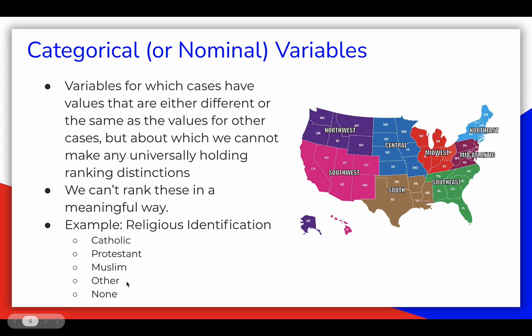Another example is religious identification: Catholic, Protestant, Muslim, other, or none. Again, there is no ranking involved here, right? There is, again, no first, second, third. Muslim does not come before Protestant, and Protestant does not come before Muslim. There is no ranking, okay? So I think you get a general idea of what this one is.